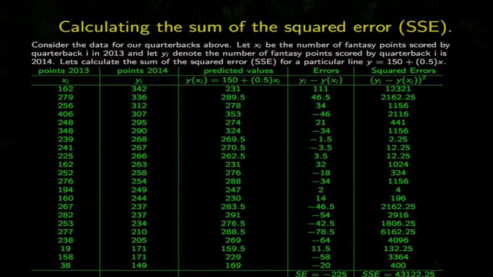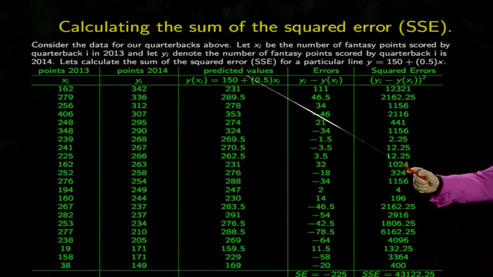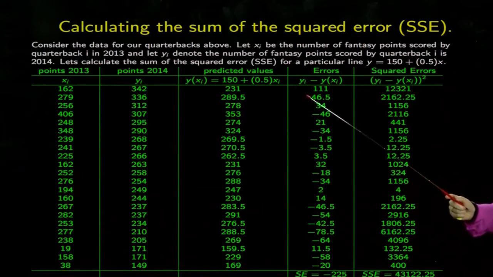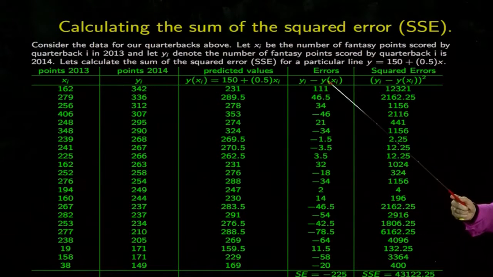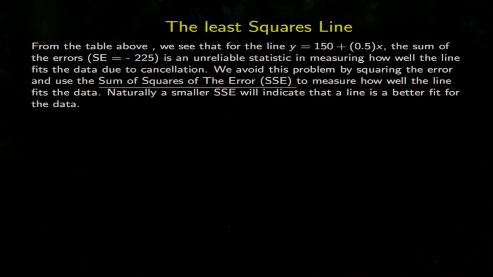Suppose I take a line that I think fits the data, a particular line, y of xi equals 150 plus 0.5 xi. So I've chosen a value for beta naught and beta 1, and then I can calculate the errors between the data points and the points on the line by just calculating yi minus y of xi. y of xi is what I get when I plug xi into the equation for the line. We could sum those, but we see there's a lot of cancellation in SE, the sum of the errors. So we square them, and you can see the sum of the squared errors at the bottom right there.